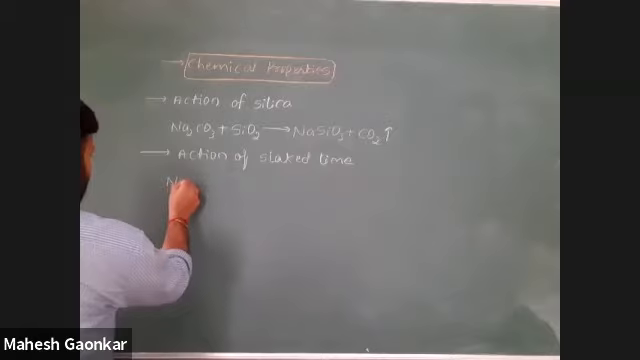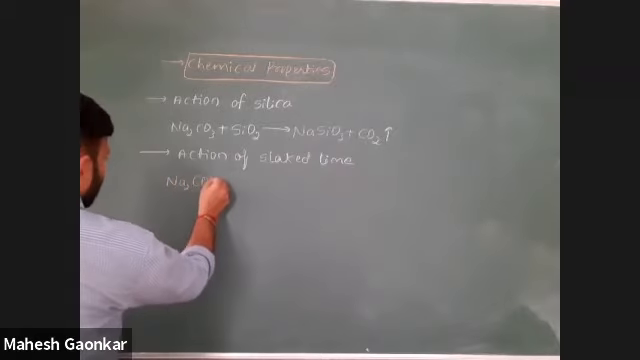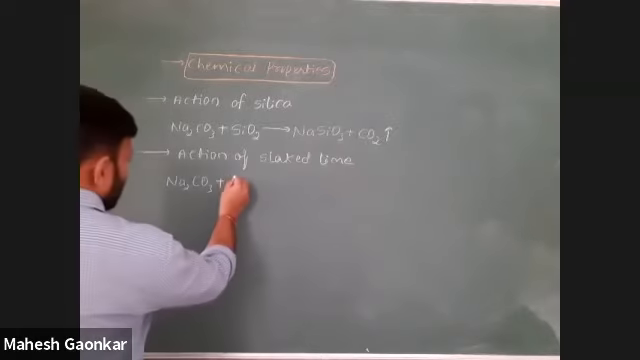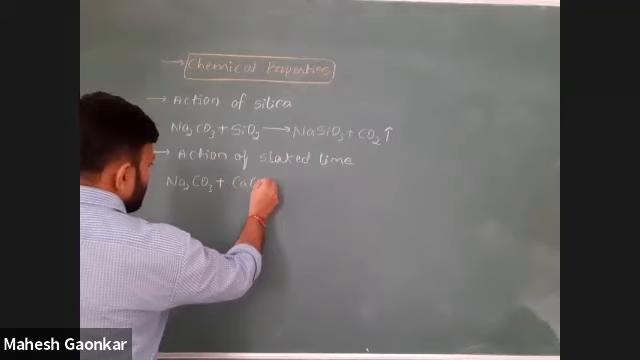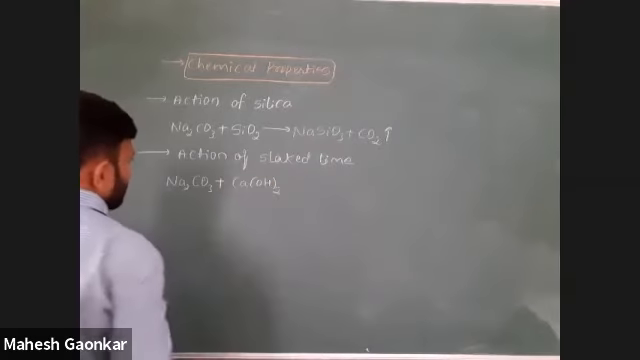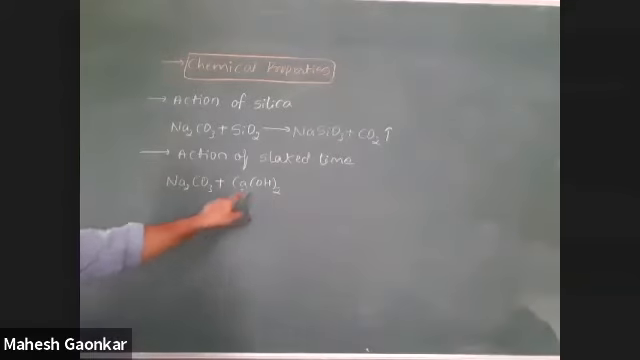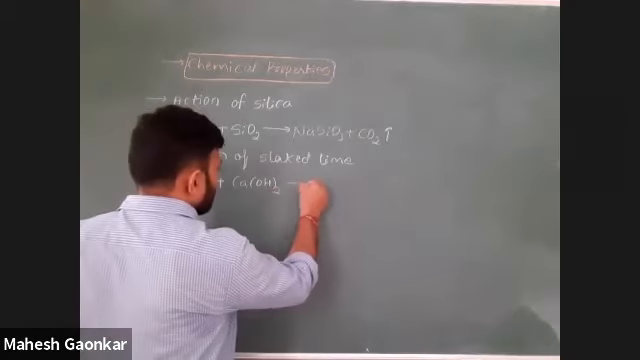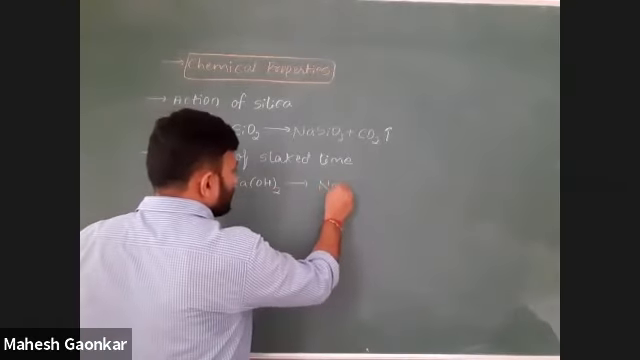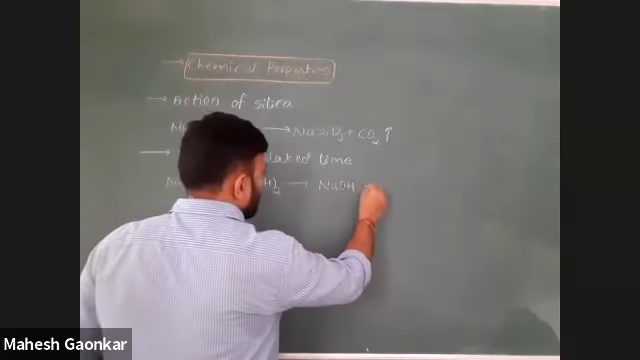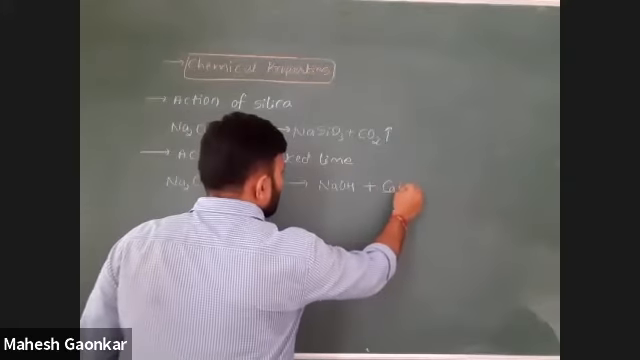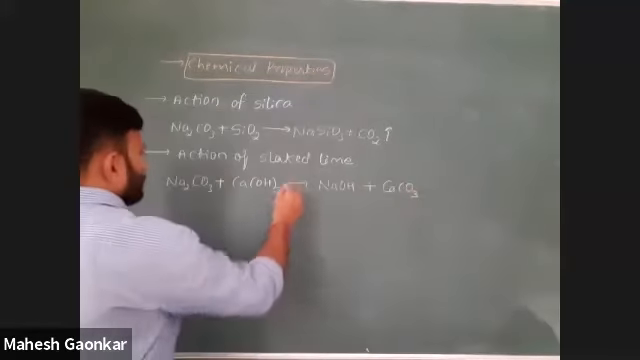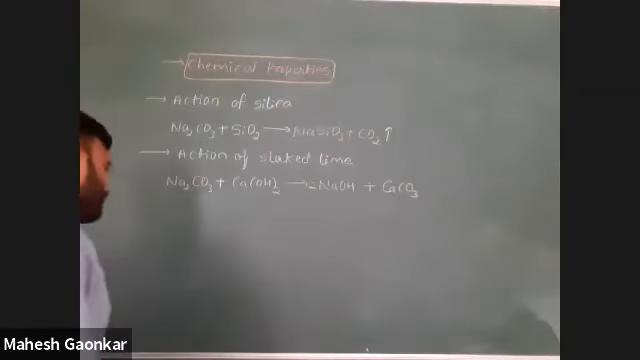Sodium carbonate is treated with slaked lime, nothing but calcium hydroxide. That gives NaOH and calcium carbonate.